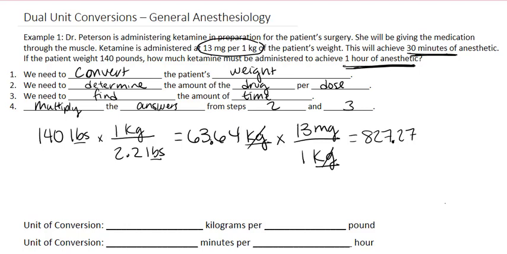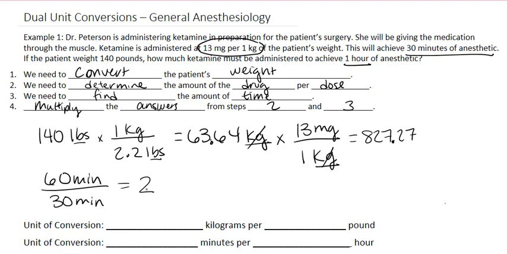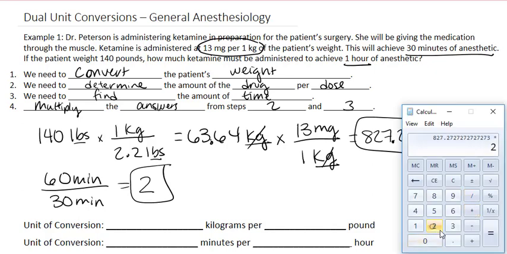So now we need to look at the time. We know we need to achieve an hour's worth of anesthetic, which is equal to 60 minutes. And we know that what we've calculated thus far is only for 30 minutes. So 60 divided by 30 minutes is equal to 2. So this means we need to multiply this number times this number. So we get our calculator, multiply by 2.